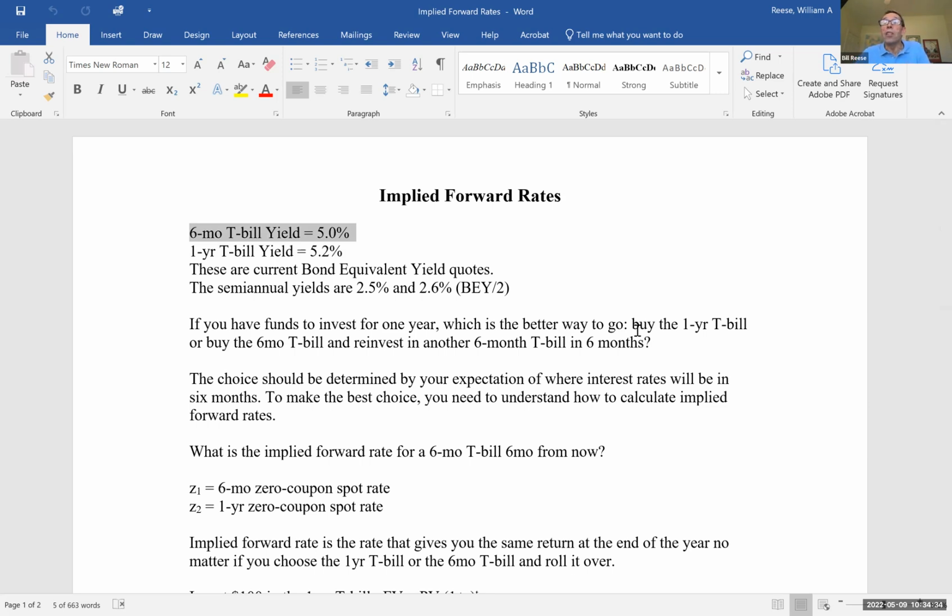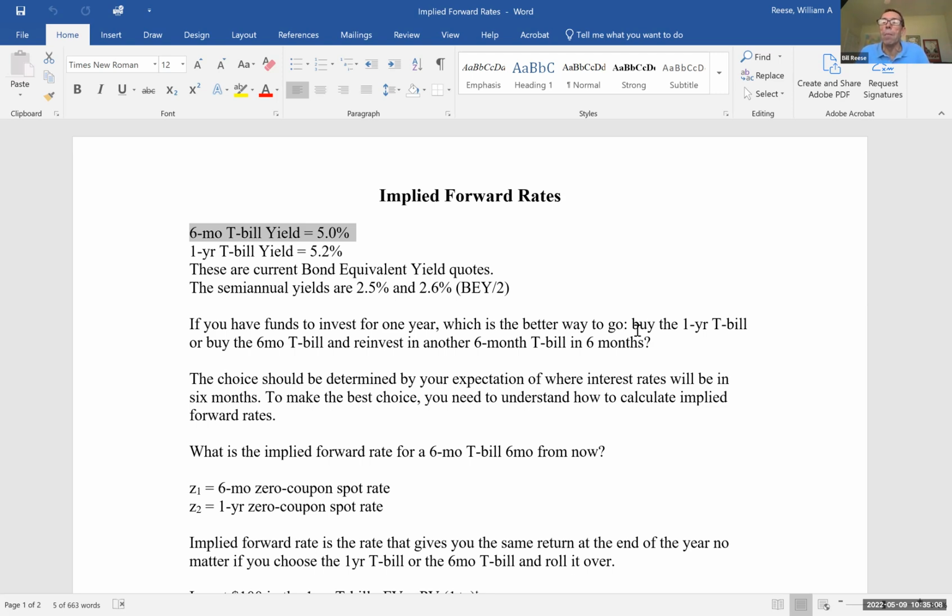Then, since we want money in a year, at the end of that 6 months you're going to need to roll that money over into a new 6-month treasury bill. The yield on a 6-month treasury bill is 5.0%. So two choices. You can put your money into a 6-month treasury bill and then in 6 months roll it over into another 6-month treasury bill, or you can put your money into a 1 year treasury bill. You have your money at the end of 1 year. The question is, which will you do?